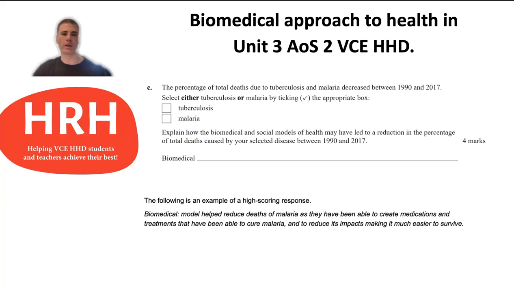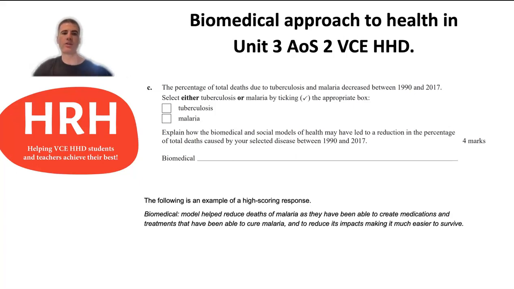Here's an example of a question that has been asked in a previous exam to give you a sense of how you might be asked to apply your understanding of this approach. Students were asked to choose either tuberculosis or malaria, and then explain how the biomedical and the social models of health, which we'll look at in a future video, may have led to a reduction in the percentage of total deaths caused by the selected disease between 1990 and 2017.